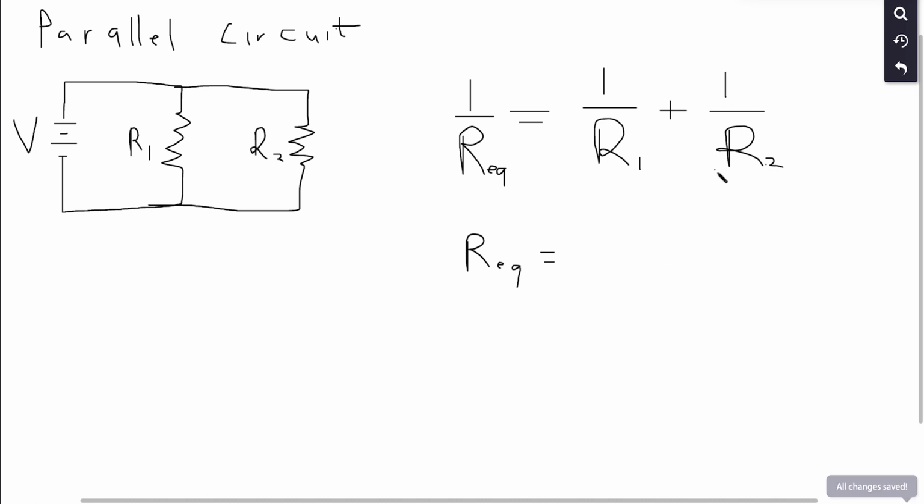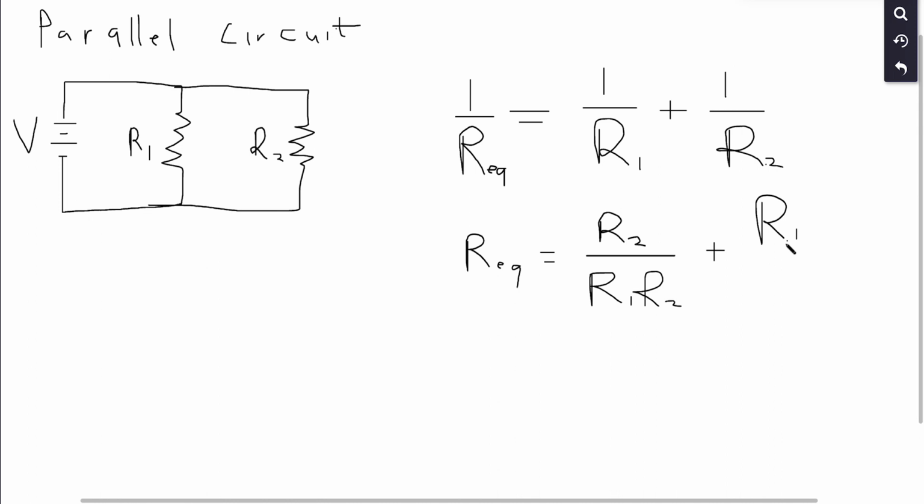And so to get the same denominator for both terms, we will need to multiply by R2. So it'll look something like this: R2 over R1 times R2. And then the right side of the plus sign would also be multiplied by R1, and then this would have the same denominator, so R1 times R2.